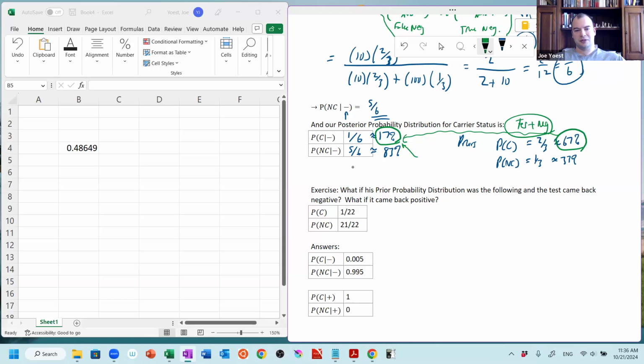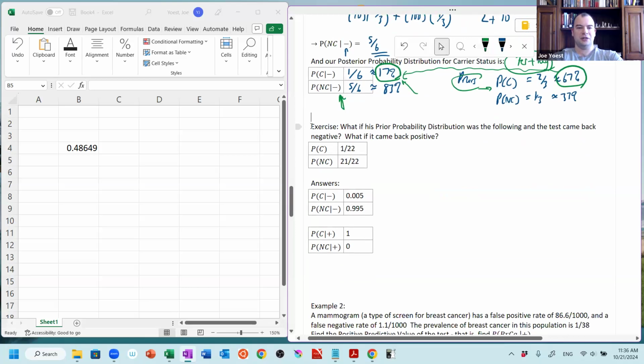So this distribution here that's after, posterior in time, to incorporating a new piece of information, we call it the posterior distribution. So the prior distribution is before we have the new piece of information, and the posterior distribution is after we have the new piece of information, the test being negative in this case.